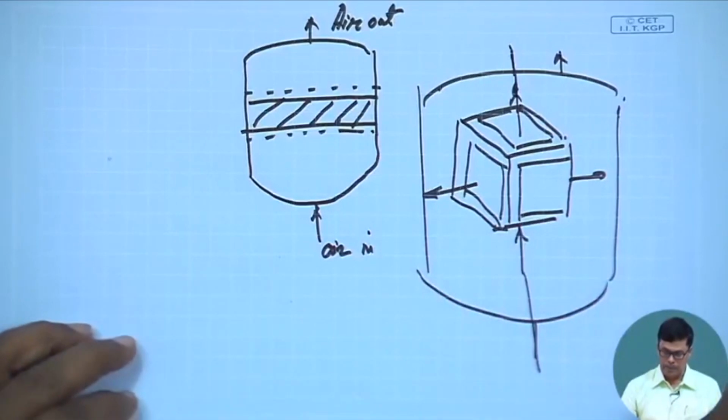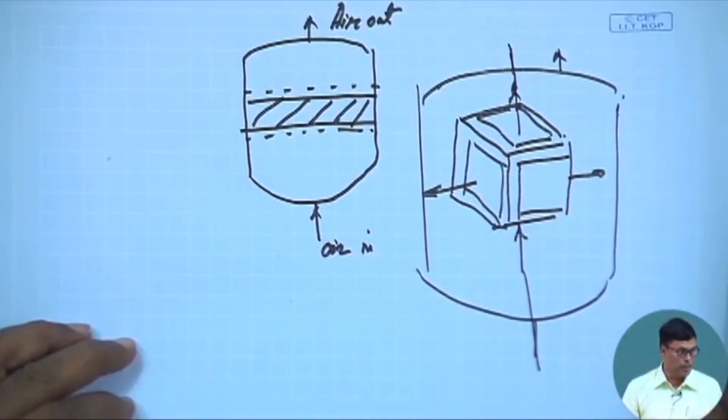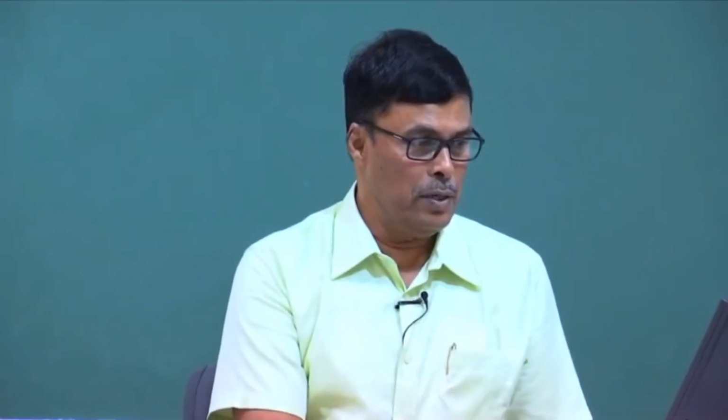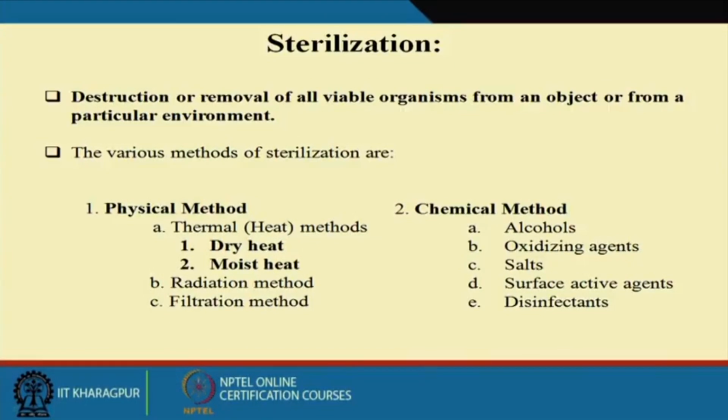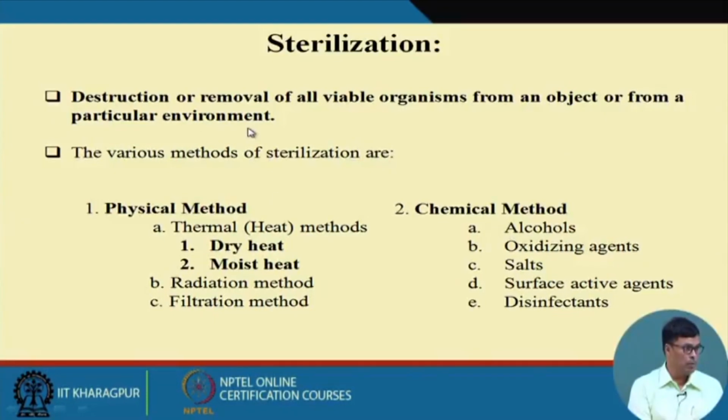Now today I want to discuss medium sterilization. In medium sterilization the purpose is the same: we have to remove the contaminants present in the media. This is the destruction or removal of viable organisms from an object or from a particular environment. Now various methods of sterilization are there.